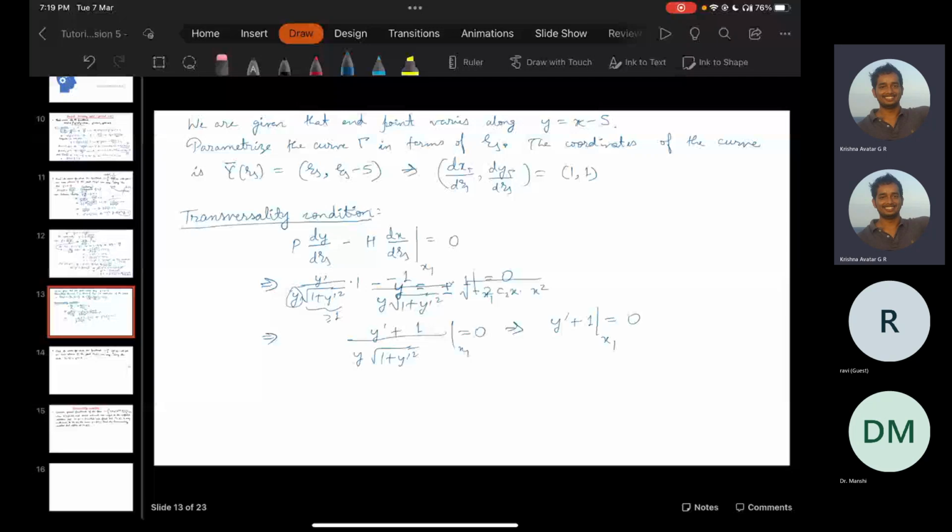So this implies that, since this y prime is evaluated at x equal to x1, we'll just put x1 throughout, and this is equal to minus 1. And what you clearly see is this minus and this minus cancel out. So we'll have just the positive: c2 plus x1 by root of minus 2c2x1 minus x1 squared.